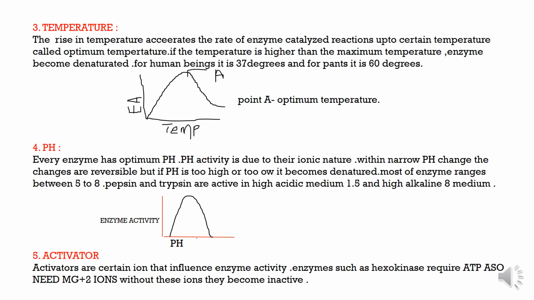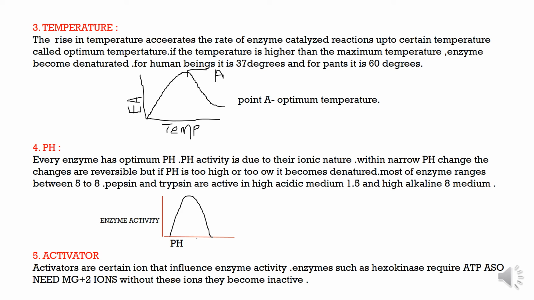Third is temperature. The rise in temperature accelerates the rate of enzyme-catalyzed reaction up to a certain temperature called the optimum temperature, and if the temperature is higher than the optimum temperature, the enzyme becomes denatured. For human beings it is 37 degrees, and for plants it is 60 degrees. You can see the plot, and A is the optimum temperature. After that the enzyme becomes denatured.